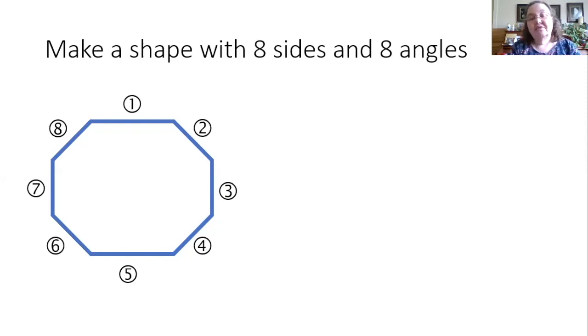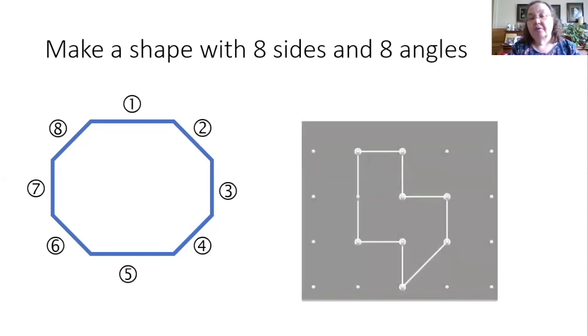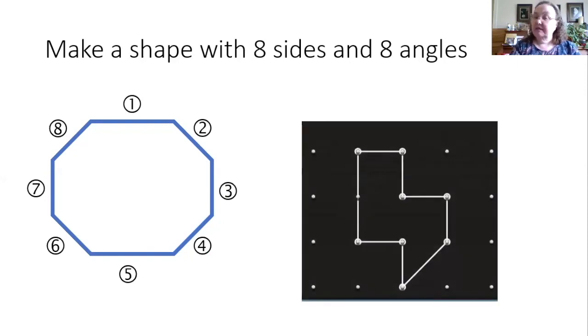And so what I made on my geoboard looked like this. Oh my goodness. Let's count to see if it still has 8 sides to it. 1, 2, 3, 4, 5, 6, 7, 8. They look way different, but they still have 8 sides. And do they have 8 angles? Can you point to them? Wonderful. Yes, they still have 8 angles with that.